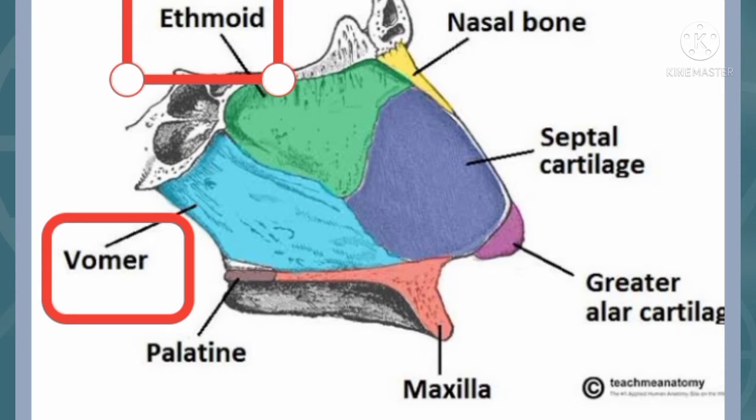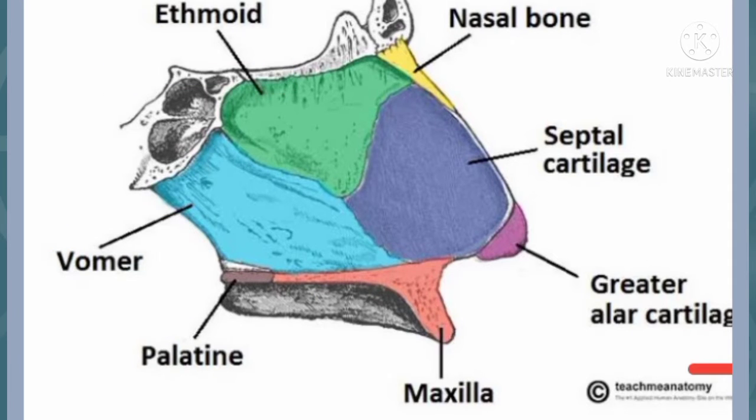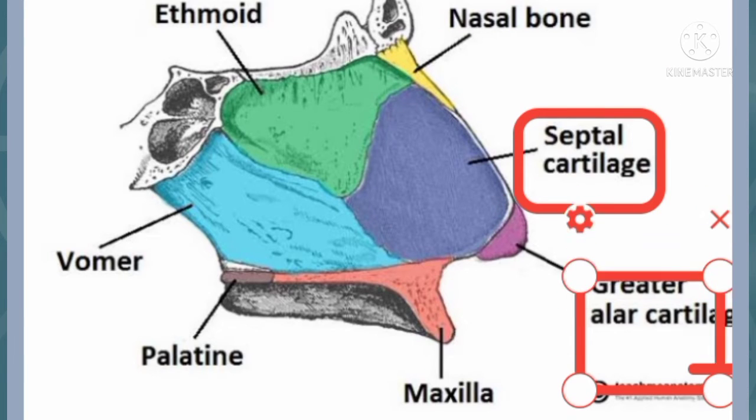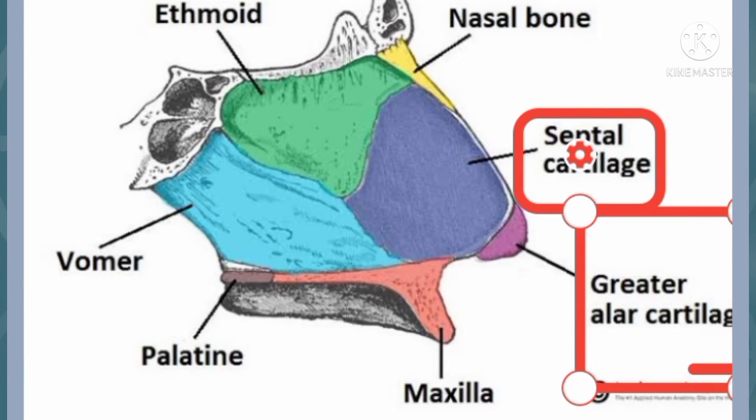And now we will discuss the cartilaginous part of the nasal septum. The cartilaginous part of the nasal septum is formed by the septal cartilage and the greater alar cartilage, as you can see in the figure. Now we will discuss the arterial supply of the nasal septum.